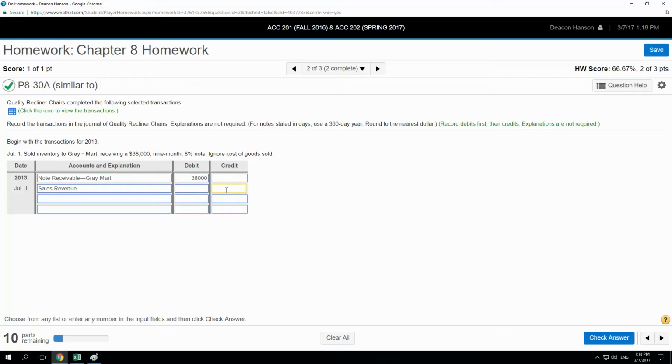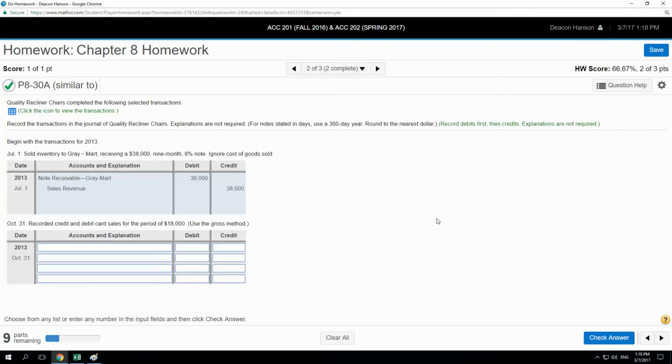So this is a $38,000 9-month note receivable. And another indicator that it's a note receivable is that we're actually going to be charging interest on it. So it has an 8% interest rate. Does that make sense? So instead of accounts receivable, we're using another asset called notes receivable. Okay? And we're leaving this out for 9 months.